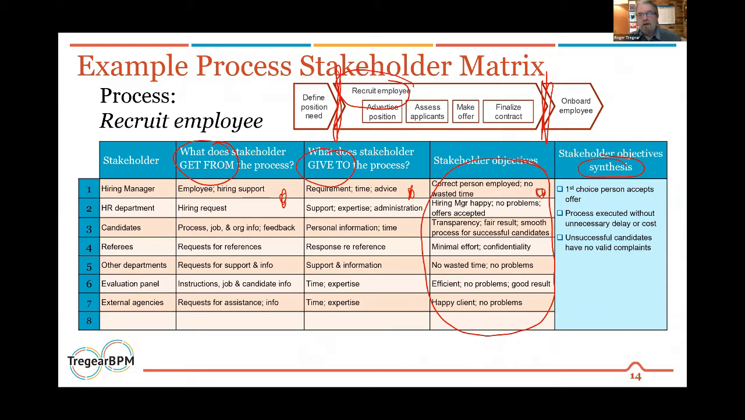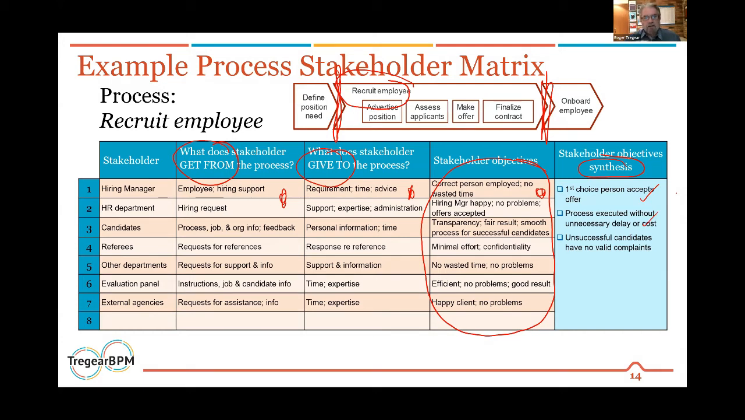And we might decide here that we'd like every first offer we make to get accepted. So we pick the person we'd want best, and we offer them a job and they take it. Not our third choice, which isn't a good idea. Nobody wants unnecessary delay or cost. That's a bit vague. We need to sharpen that up later in KPI time.